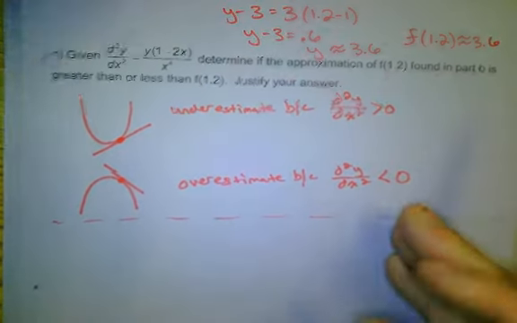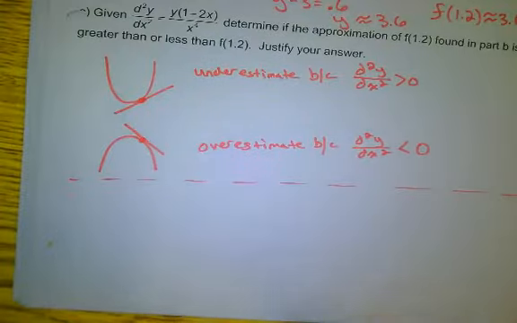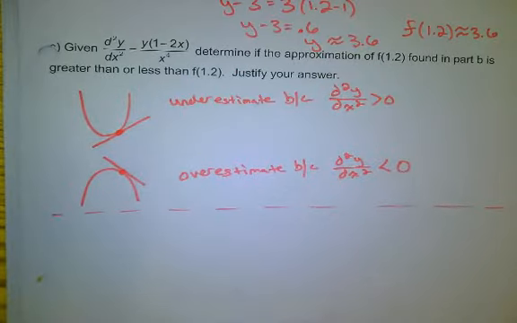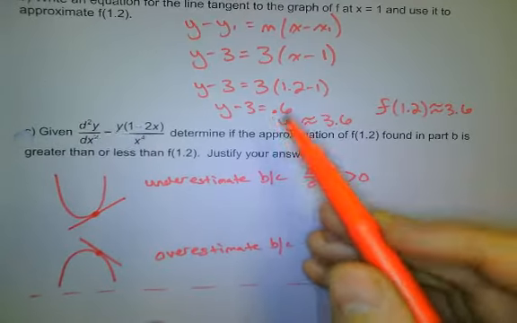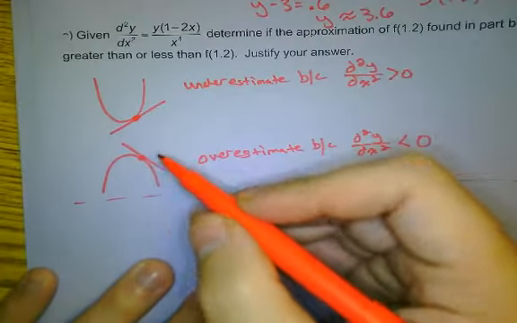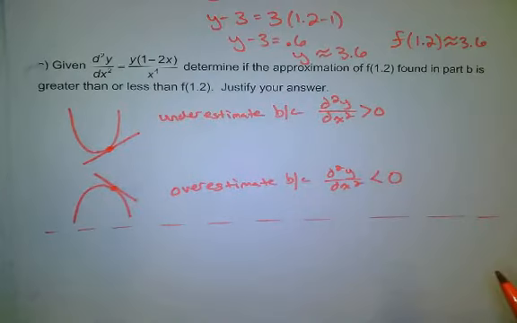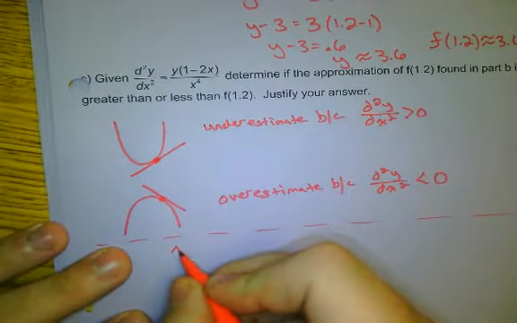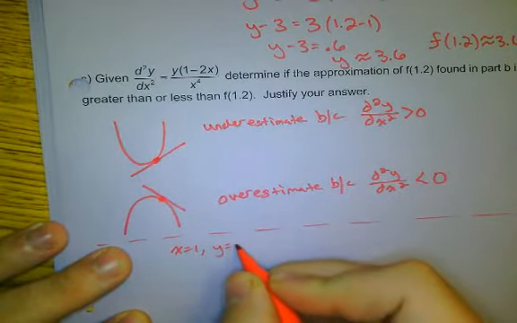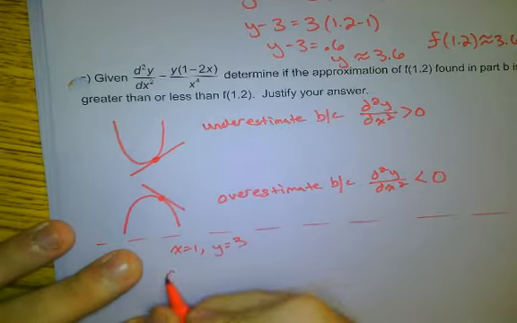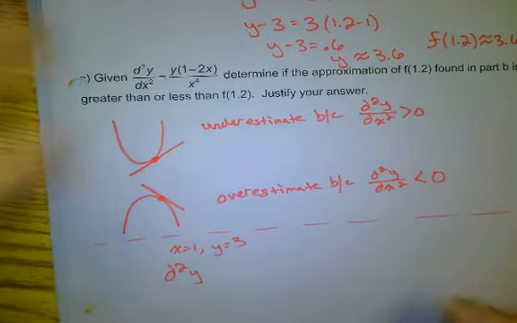So what do I do now to find out if it's an overestimate or underestimate? What do I plug in? Okay, we're not plugging in 1.2 because we have to use the points that we used for the line. Because this is the line we got. If we plug in 1.2, now we're going to have a different line, and it's going to be not good. So let's plug in x equals 1 and y equals 3. Let's do it. So the second derivative.